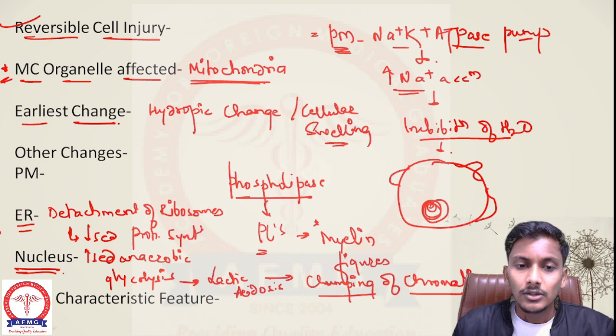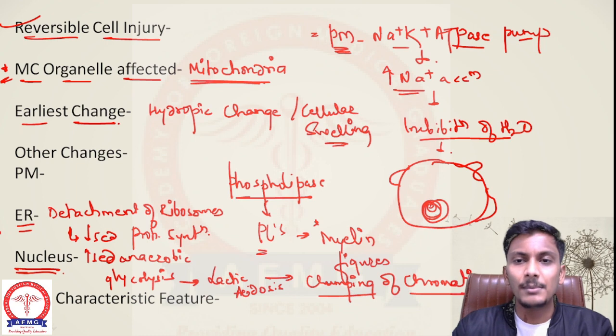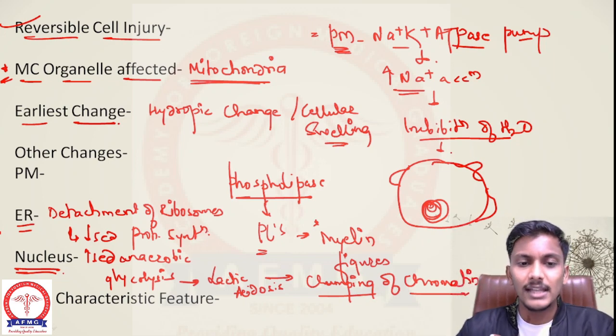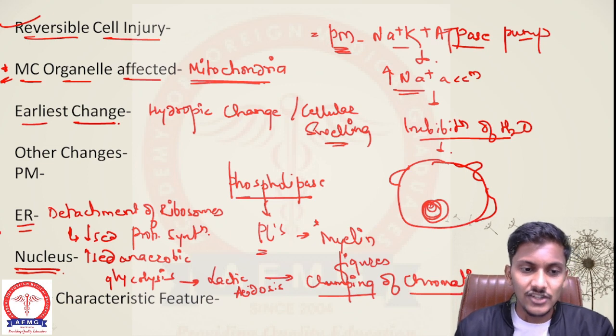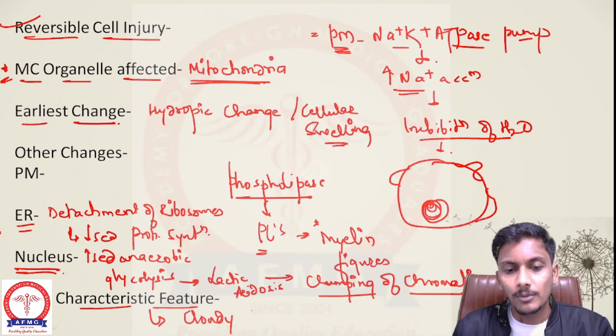So please remember, what are the different changes seen in cases of reversible cell injury? In the plasma membrane, impairment of the sodium potassium ATPase pump leading to cellular swelling or hydropic change, which is the earliest change seen. Then there would also be formation of myelin figures. In the endoplasmic reticulum there would be decreased protein synthesis. In the nucleus there is clumping of chromatin. But what is the most characteristic feature of reversible cell injury? We have discussed it. It is your cloudy swelling or hydropic change. Please remember, this should be your answer.